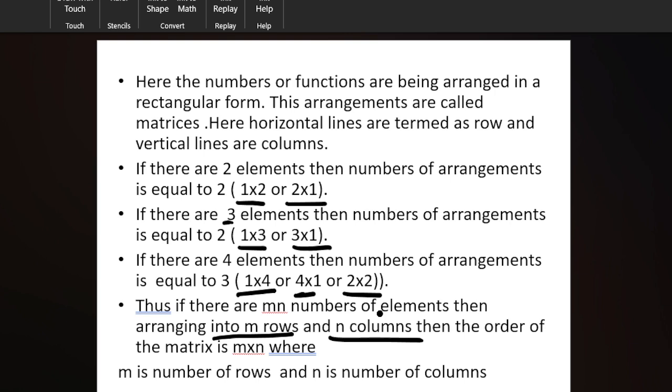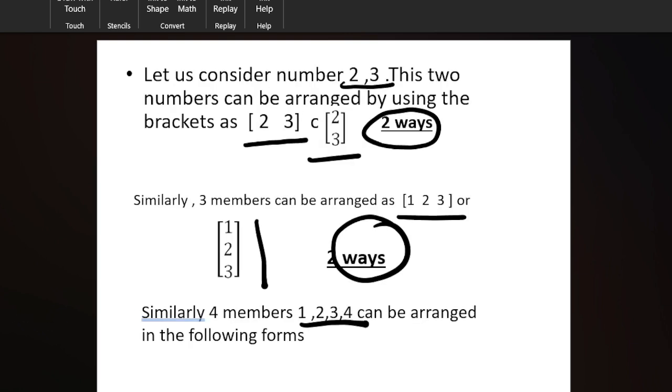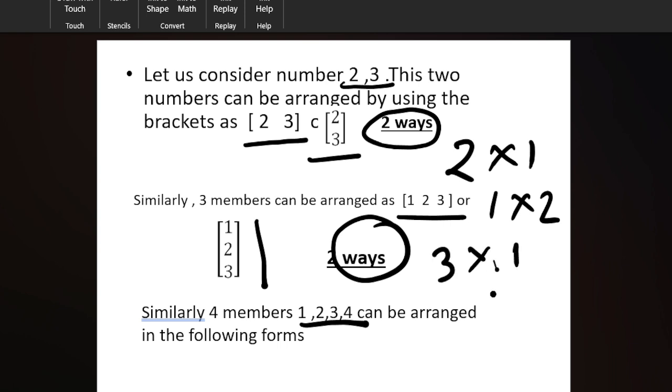Now if I go back, here two numbers can be written as 1 into 2. That means we can write one row, two columns, or 2 into 1: two rows, one column. Similarly, if we have three numbers, then again 3 into 1 or 1 into 3. Like this we can write.